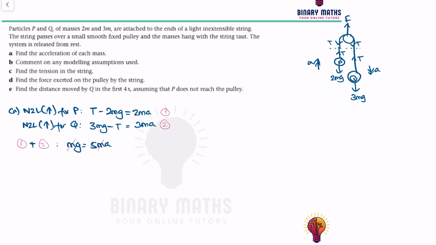So I can cross out the m's, because m is non-zero. So a will be equal to 1/5 g meters per second squared.